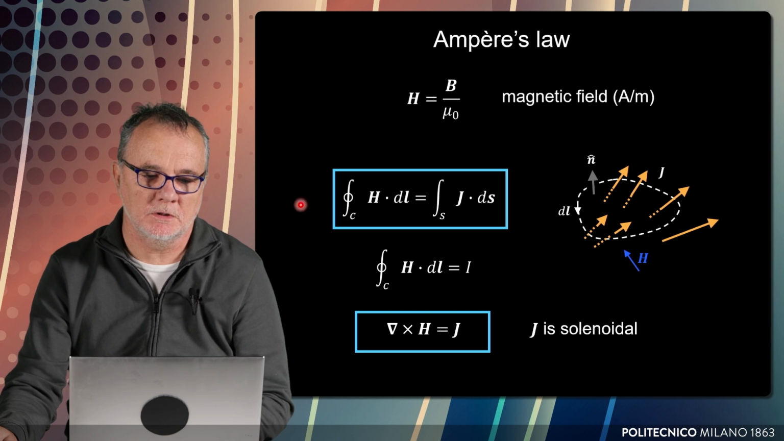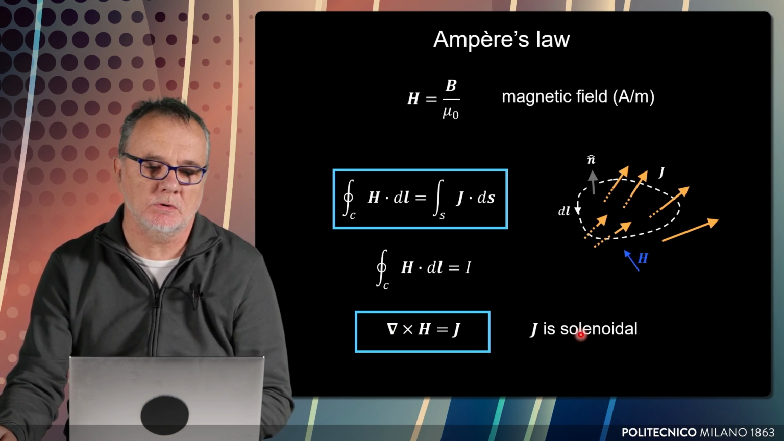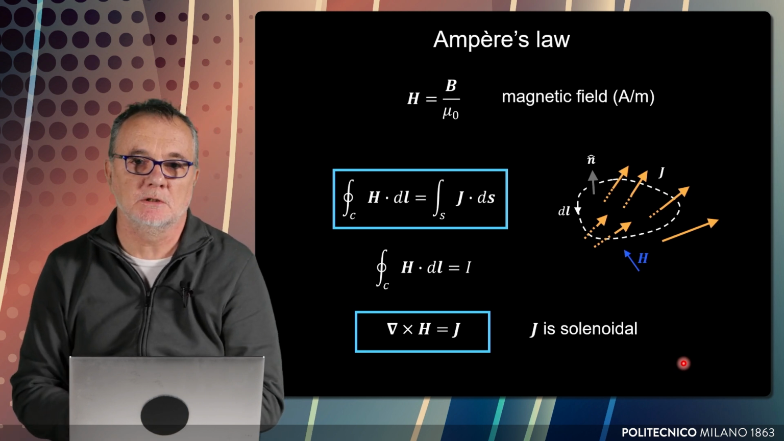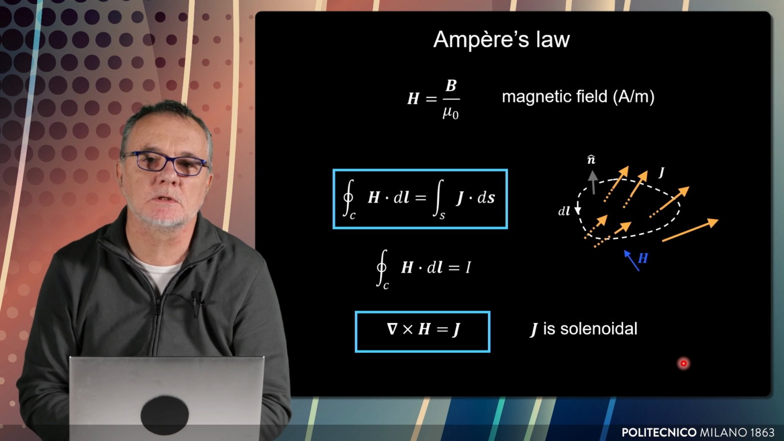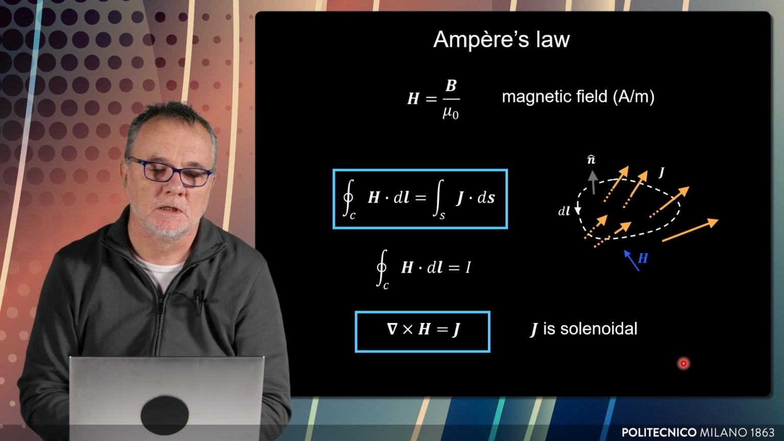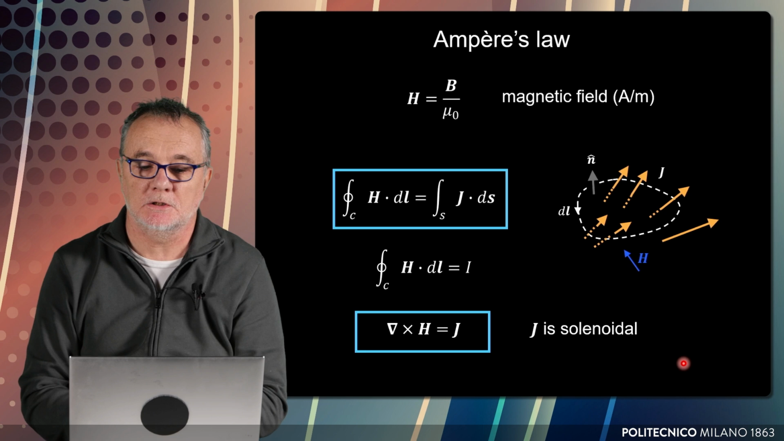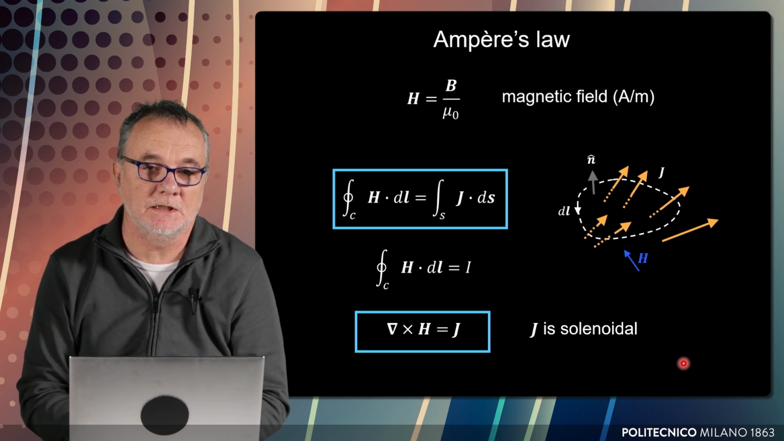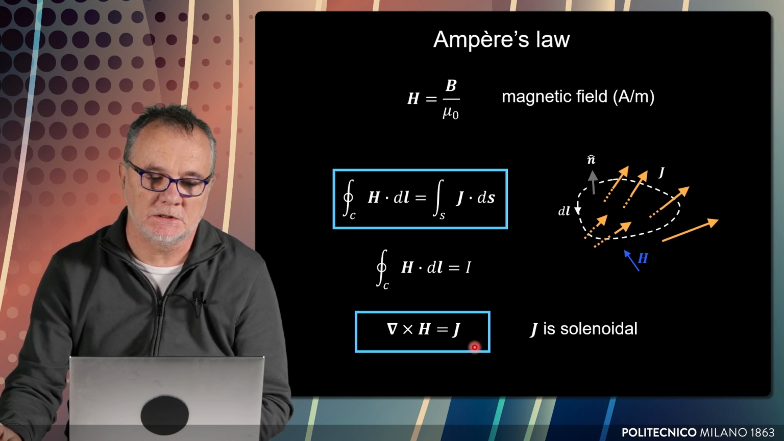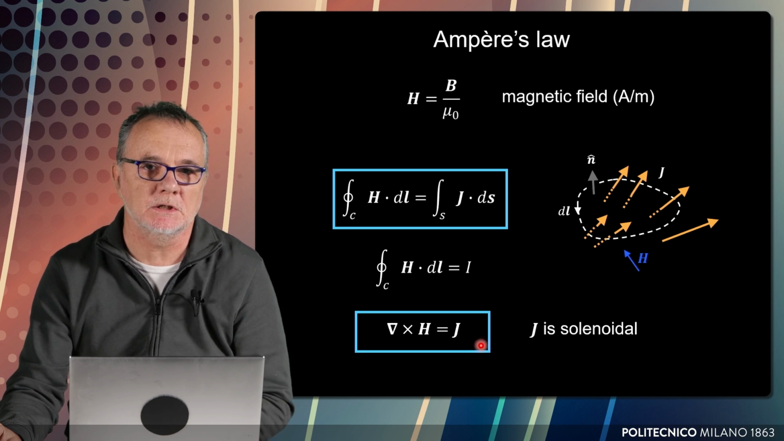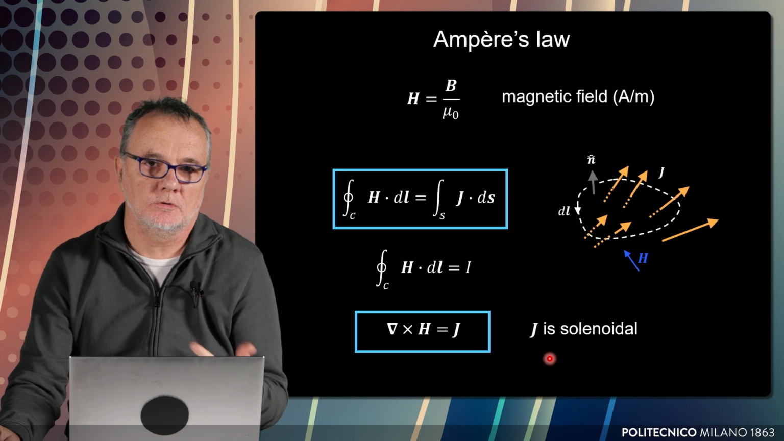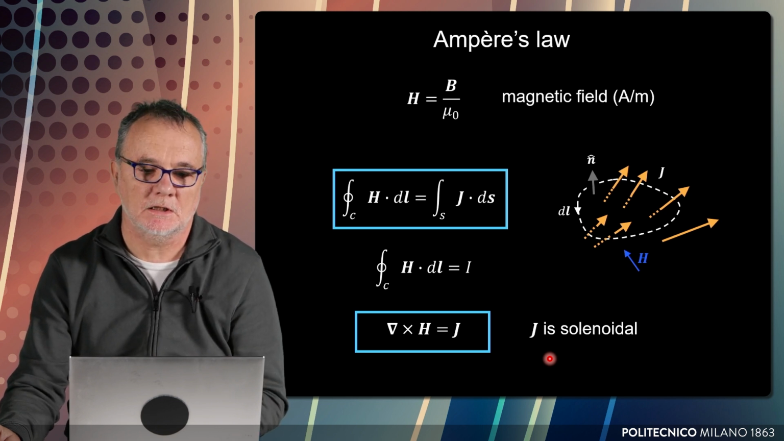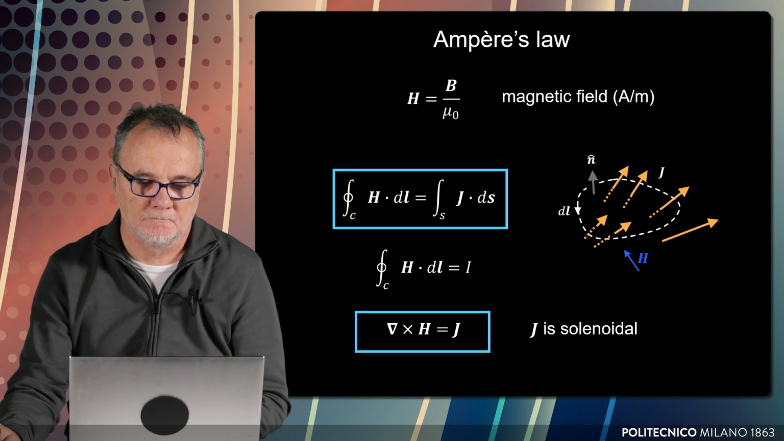In microscopic form, the circulation corresponds to the curl, and the current corresponds to the current density. So we can write that Ampere's law in differential form is the curl of H equals J, the current density. Now, since we remember that the divergence of the curl is identically zero, we can also say that the divergence of J is zero. And therefore, J, our field of current distribution in magnetostatics, is a solenoidal field.